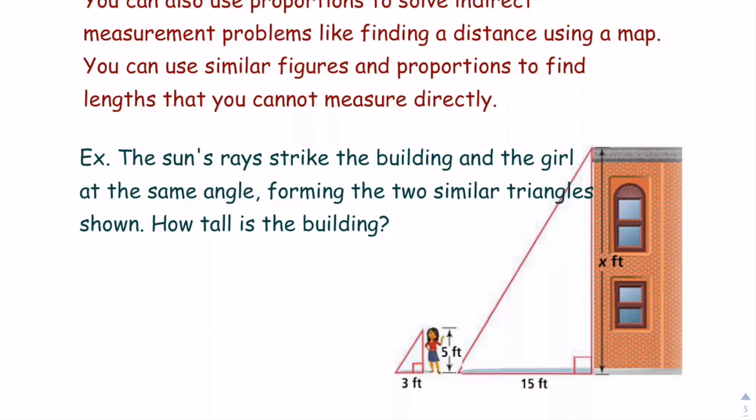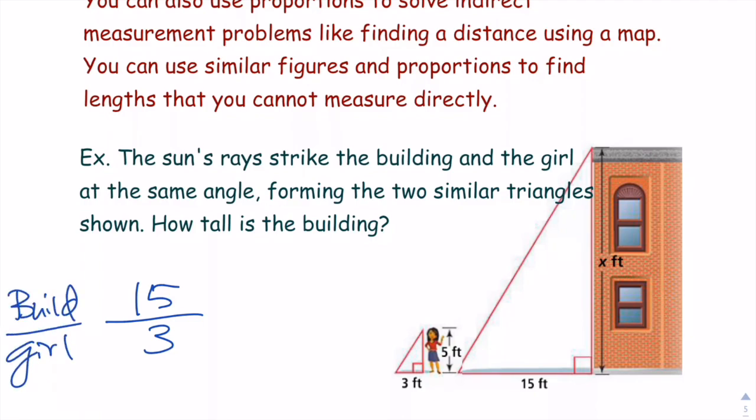You notice the girl is 5 foot tall. We don't know how tall the building is. Her shadow is 3 foot in length, and the shadow of the building is 15 feet in length. When I set up this proportion, I need to start with two corresponding sides that I know the measurements of both. I know the measurements of both shadows, so I'm going to do 15 over 3. I chose to do the building over the girl. So when I set up my other ratio, I need to do the building over the girl. So I have x, because I don't know the height of the building, over 5, the height of the girl.